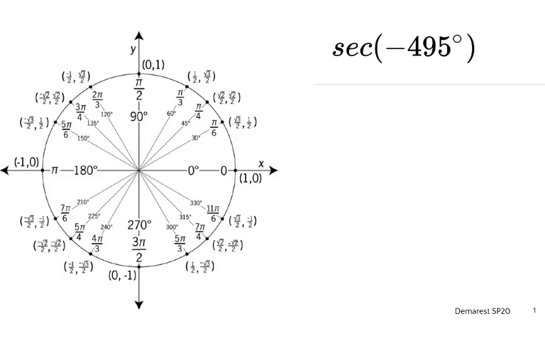Alright, so this is just going to be a video on some examples of using the unit circle to find trig values. So for starters, we're going to do secant of negative 495.